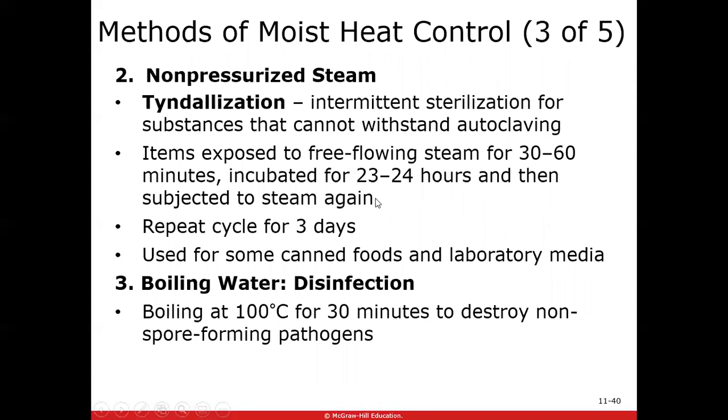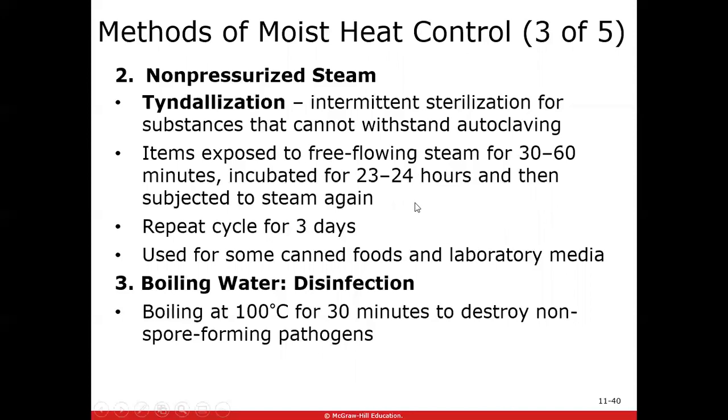Then you can have non-pressurized steam. With non-pressurized steam, if the substances can't withstand autoclaving or the pressure, they use free-flowing steam for 30 to 60 minutes. Then they let it incubate for 23 to 24 hours, about a day, and then subject it to steam again. Then you repeat that cycle for 3 days.